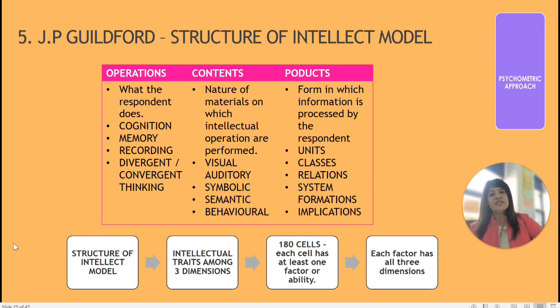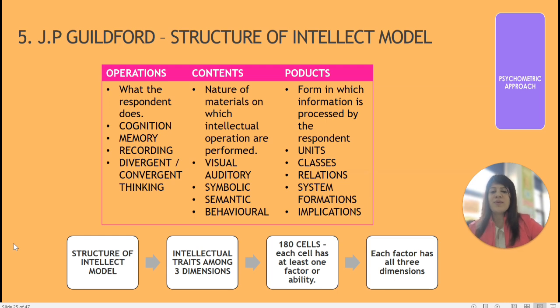Right? And it's a psychometric approach because again it has these 3 metrics of operations, contents and products. He says that if we use these operations, contents and products very effectively, we are said to be intelligent individuals. According to him, there is a structure of intellect which comprises these 3 domains of operations, contents and products. They're divided into 180 cells, and each of them has at least one factor or ability being represented on it. Okay, so each factor has all of these 3 dimensions, all of the 3 domains, and here's what it looks like.